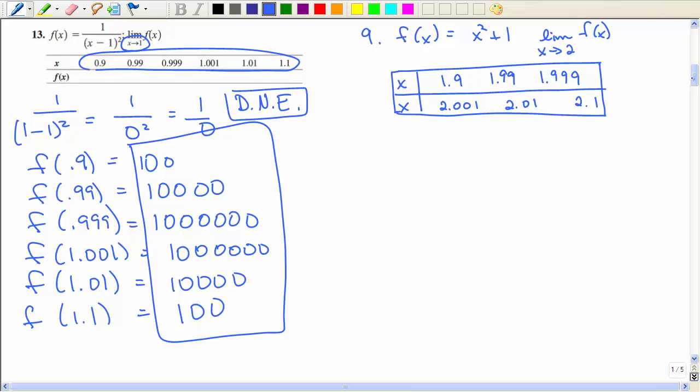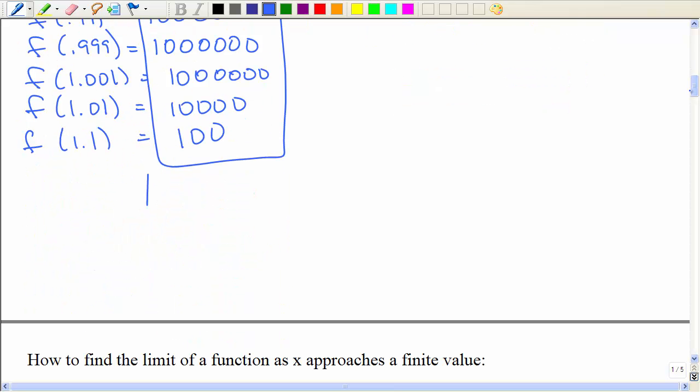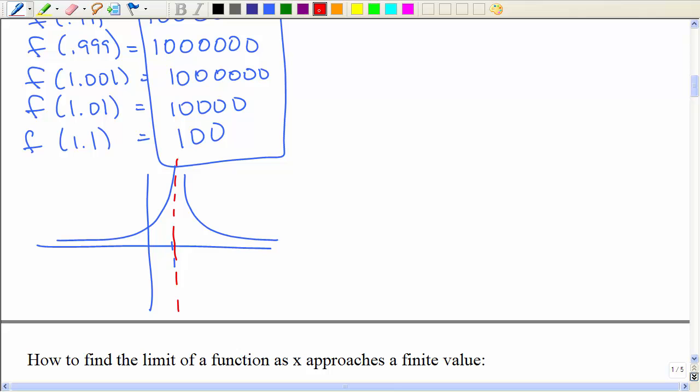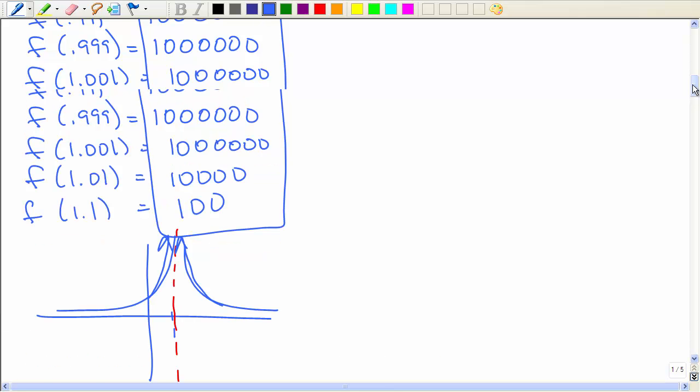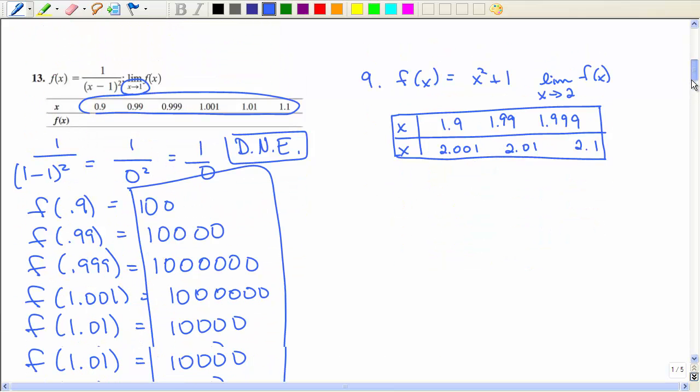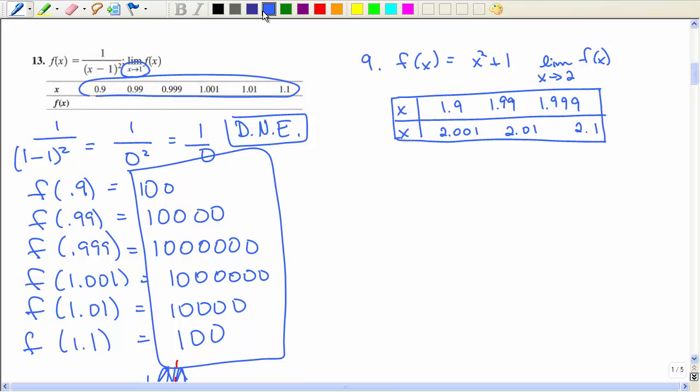DNE, does not exist. And if you would know why, if we were to look at a graph of that function, it would look like this. Here's 1, and the graph would be going way up here, and that's because there's an asymptote, and so the y values just get incredibly huge all around 1. Right? Let's look at problem number 9.